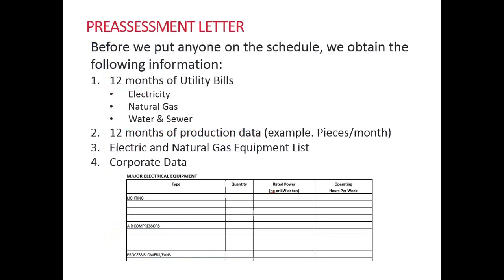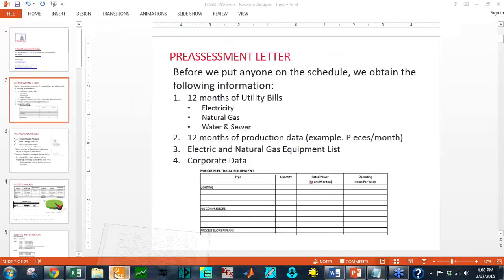The first thing we do is send out a pre-assessment letter to any client that's interested. Before we put anyone on our schedule, we obtain the following information outlined in this letter. The first is 12 months of utility bills: electricity, natural gas, water and sewer, whatever is applicable to the facility. The second is 12 months of production data, which is usually in pounds per month or pieces per month, depending on the type of facility. The third is electric and natural gas equipment, and the fourth is corporate data. I'm going to show you one of those filled out.